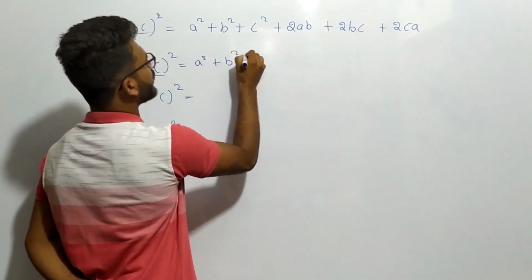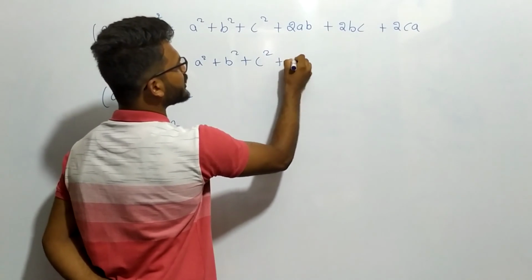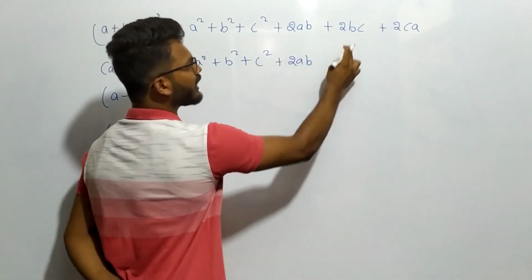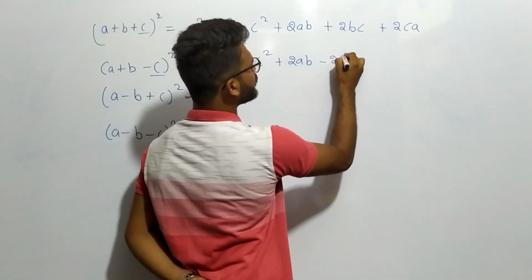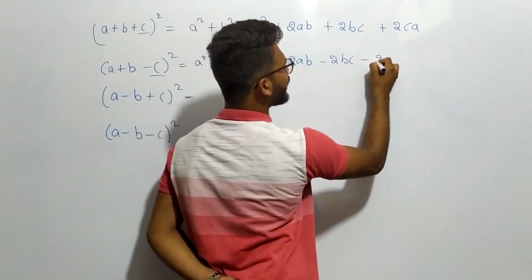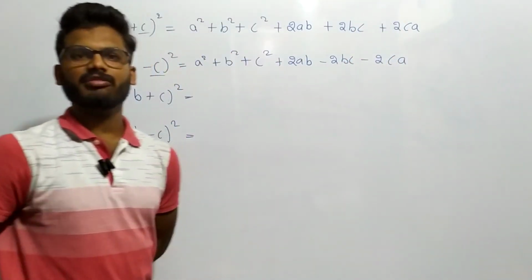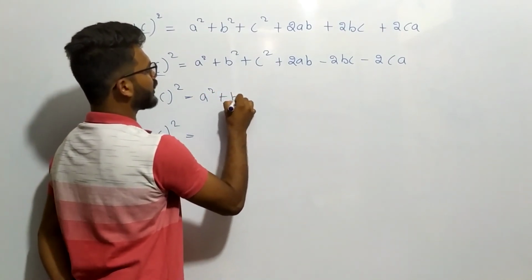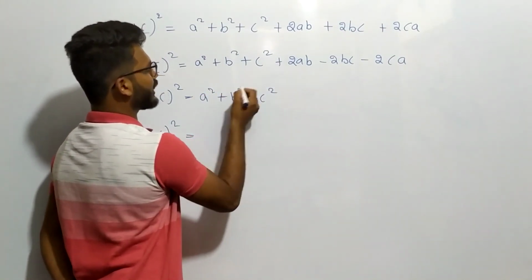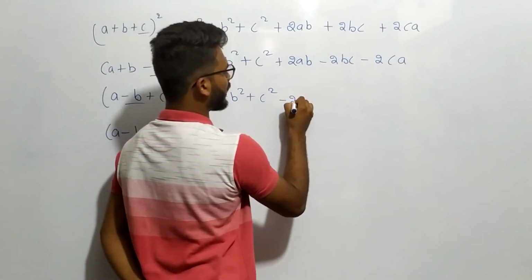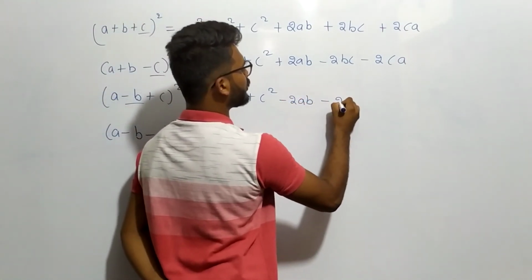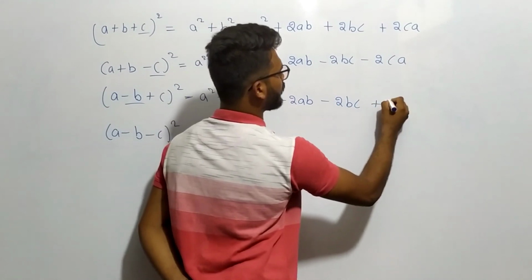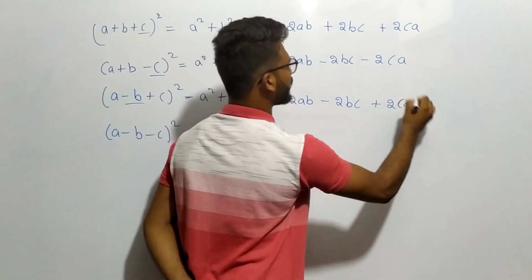a square plus b square plus c square. Here you don't have c, so it won't change sign. Here you have c, so minus 2bc. Here you have c, minus 2ca. In the same way, here only b has minus. So wherever you have b, keep minus, but here it is square. So here I have b, minus 2ab, minus 2bc. Here no b, so plus 2ac or 2ca.